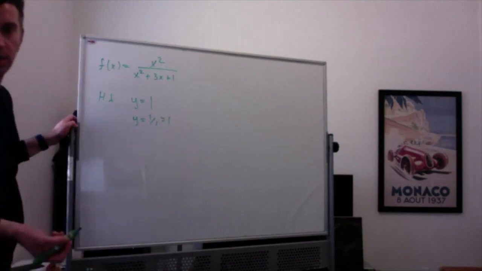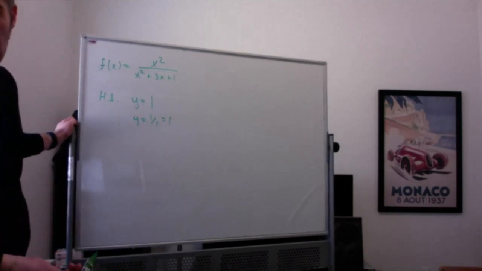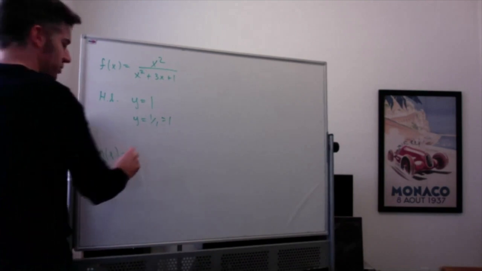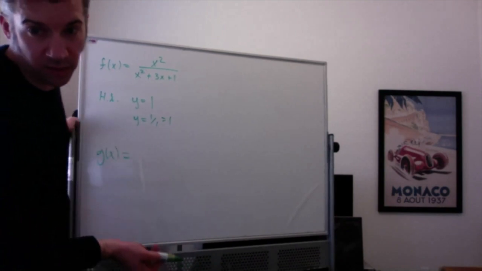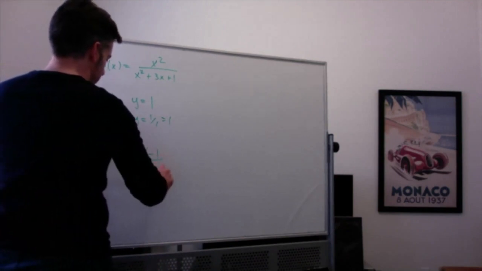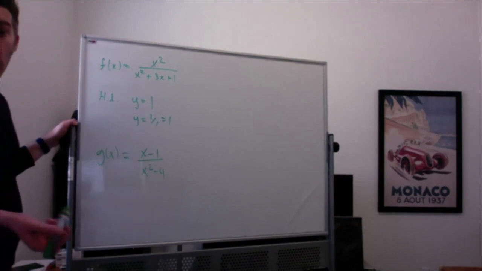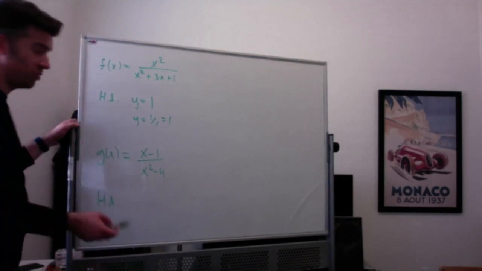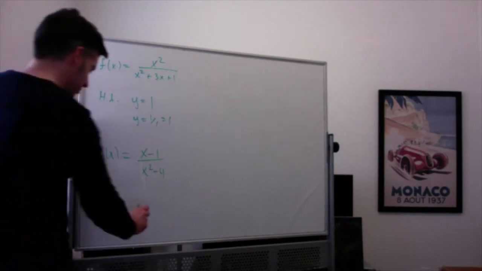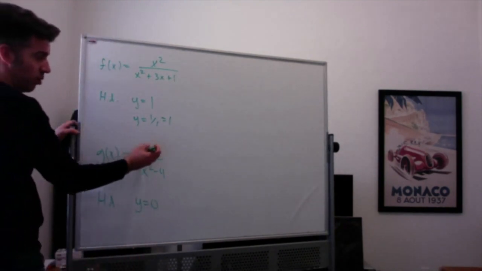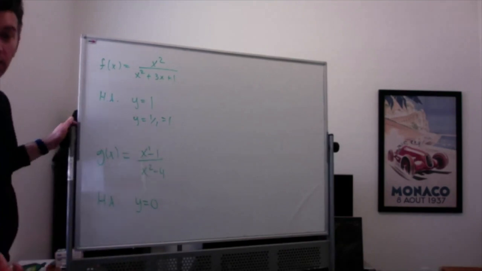That's 1. Or we could look at something like g of x equal to x minus 1 over x squared minus 4. This would definitely have a horizontal asymptote as well. But this one would be y equal to 0, because the degree on top is 1, and the degree on the bottom is larger, it's 2.